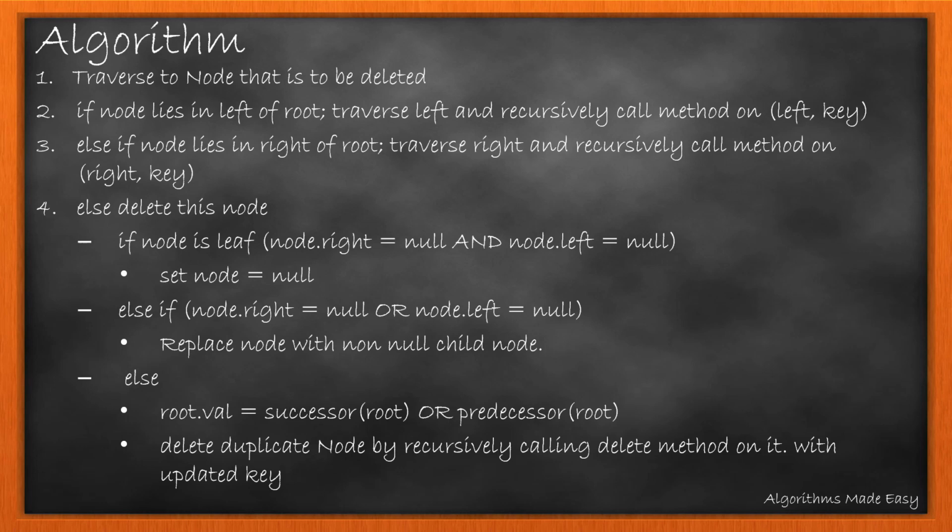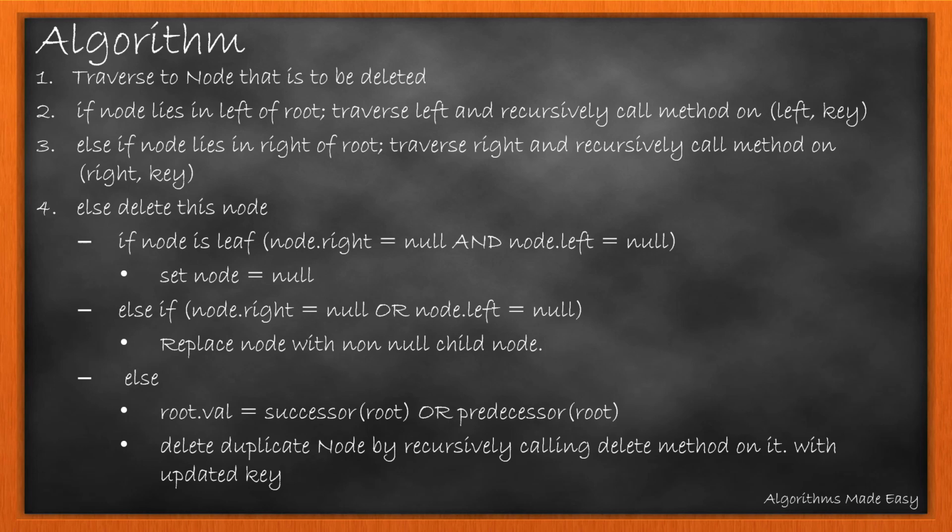Here's the algorithm. We traverse to the node that is to be deleted. To do that, we check if the node lies in the left of the root. If so, we traverse left recursively and call the delete method on left with the key. Else, if the node lies in the right of the root, we traverse right recursively and call the delete method on right with the key. If these two are not satisfied, it means we are on the node to be deleted. So, we delete this node.